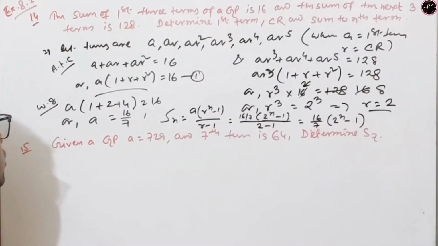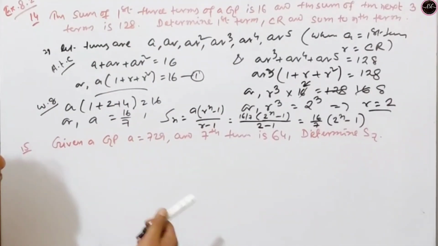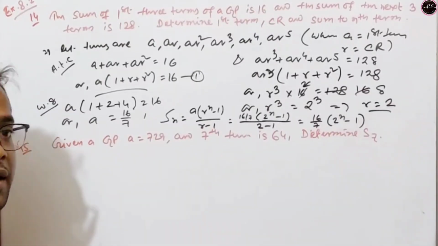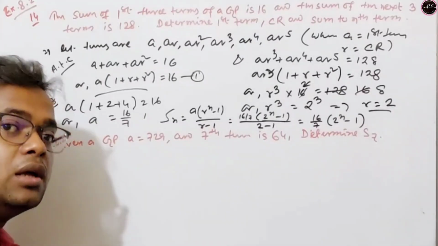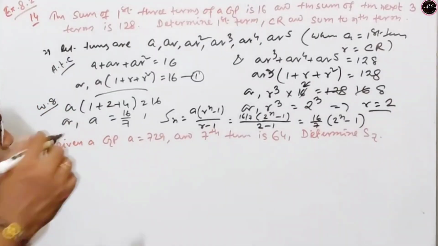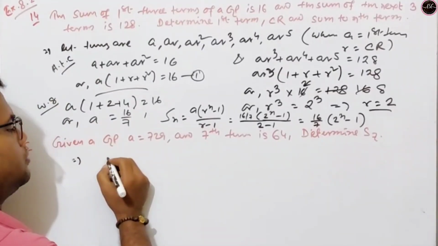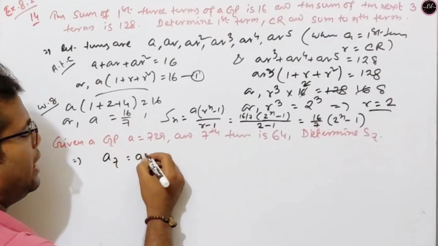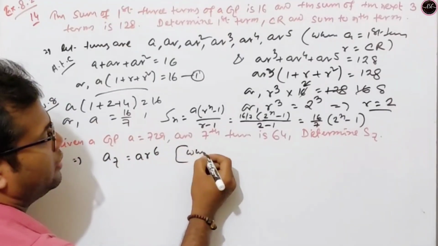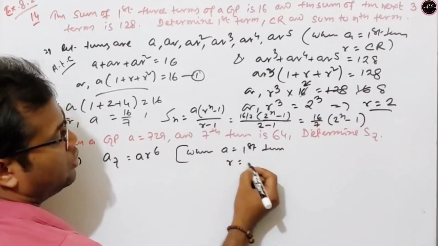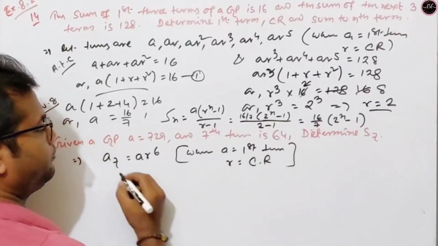Okay, now look at this question. Given a GP, A equal to 7 by 9, A means the first term, and 7th term is 64. Determine S7, that means sum to the 7th term. Okay, here 7th term, A7 equal to A R to the power 6, where A equal to first term and R equal to common ratio.